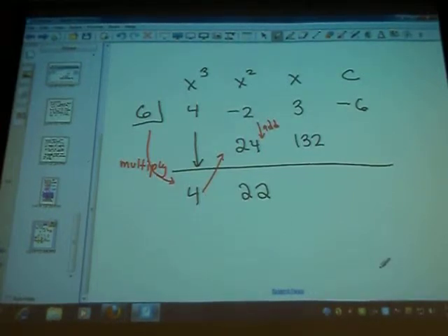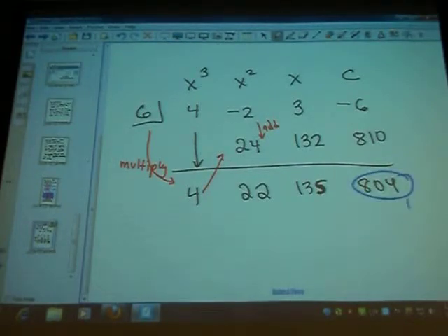I am not going to get a remainder of 0. That's apparent. So then 6 times 22 is 132. Add and you get 135. Then you multiply that by 6 again. What's 6 times 135? 810. And then negative 6 plus 810 would be 804. That last number is your remainder.